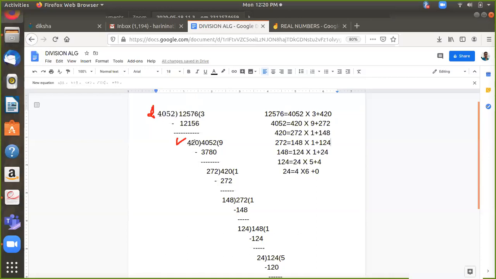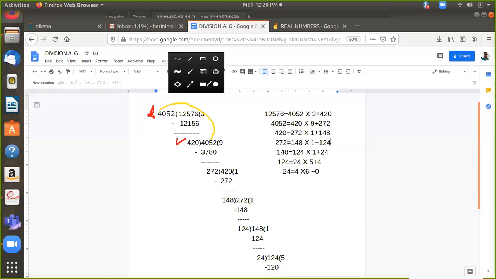So what should I do? Should I stop the division here? No. Now what will happen? Your previous divisor in step 1 has become the dividend. Can you see I have brought it from here? From here, I brought it here. So the divisor there has become the dividend now. And the remainder in the first step has become the divisor now. Can you see? That's exactly what you wanted to do in step 2 of your division algorithm.